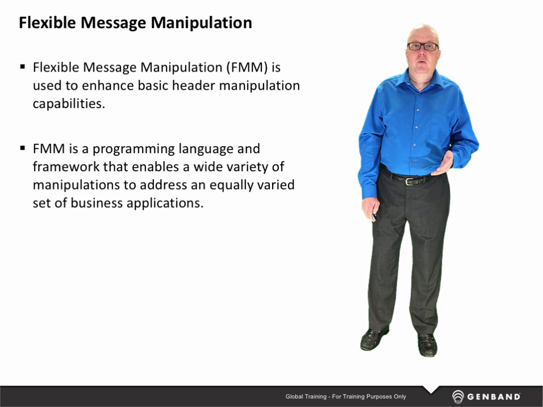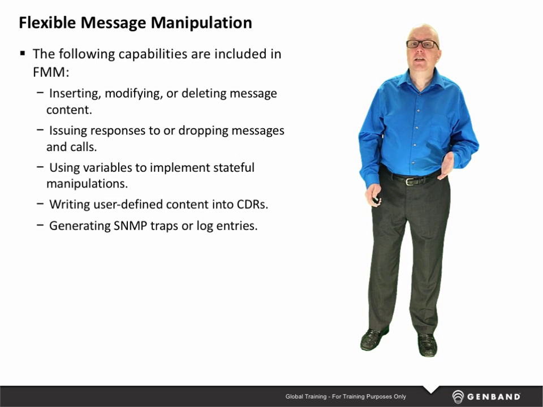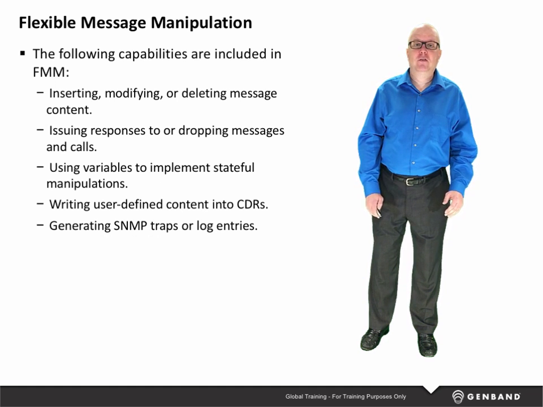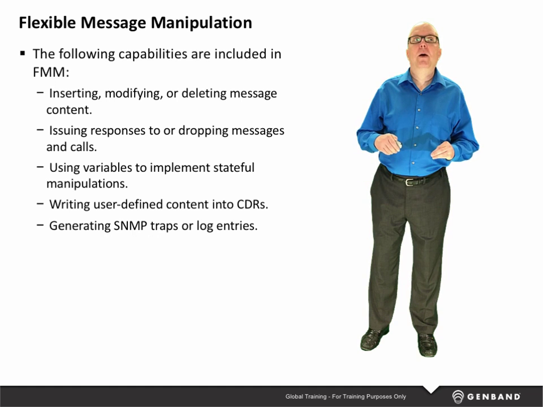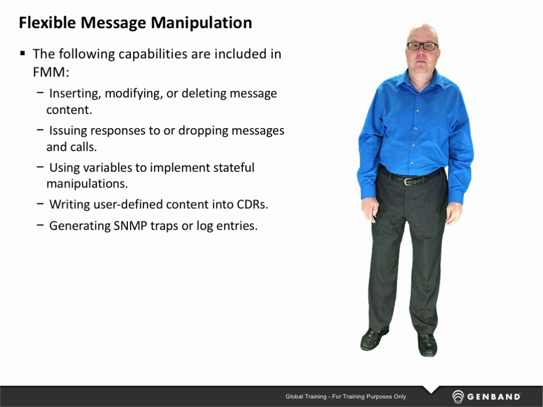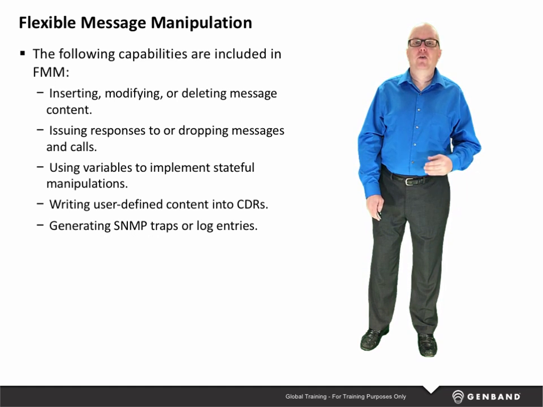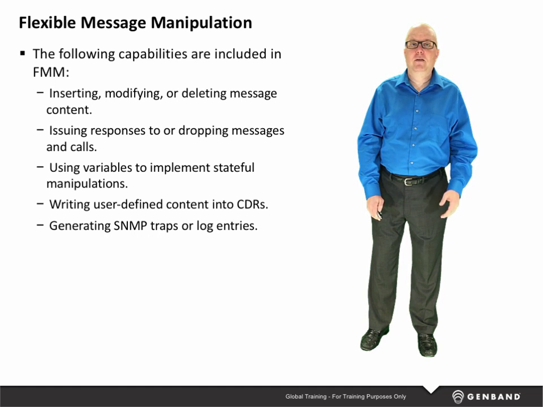With FMM, we can insert, modify, delete anything in the SIP message. You can do anything. EHM basically was trying to protect you from yourself. You were not allowed to modify SIP headers used for call processing, for example, To and From. In FMM, you can modify anything. You can write traps. You can send entries to logs when you make a modification.